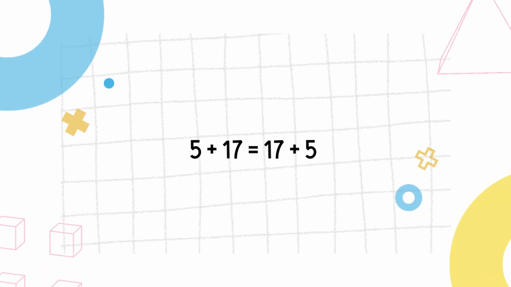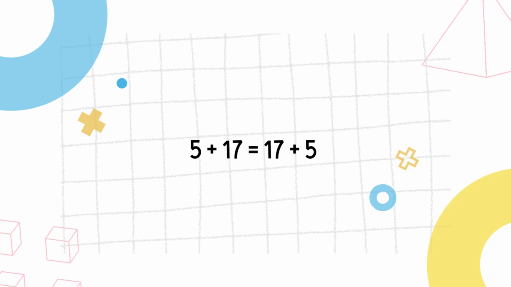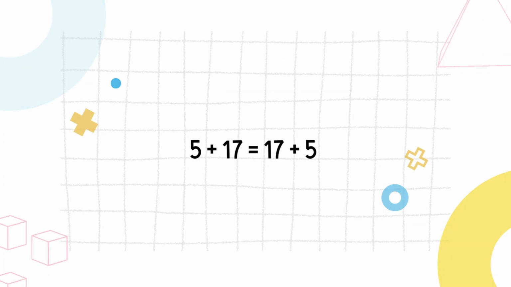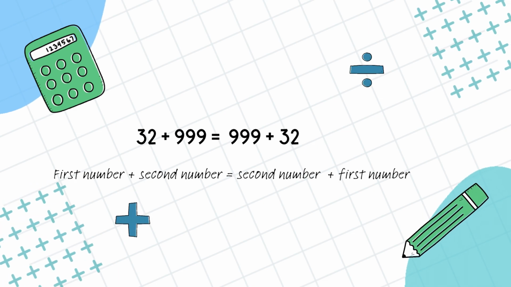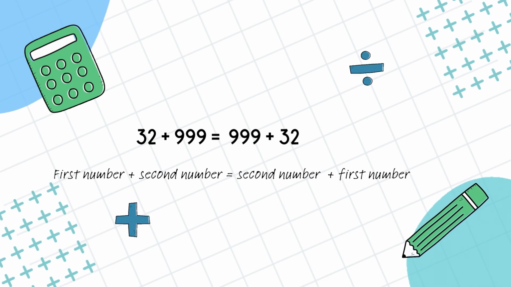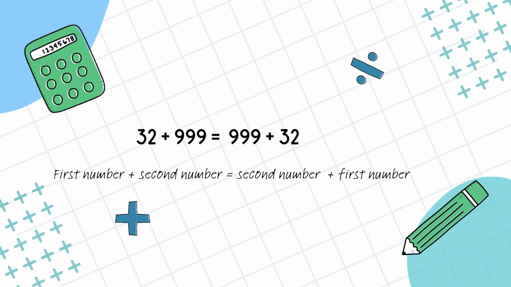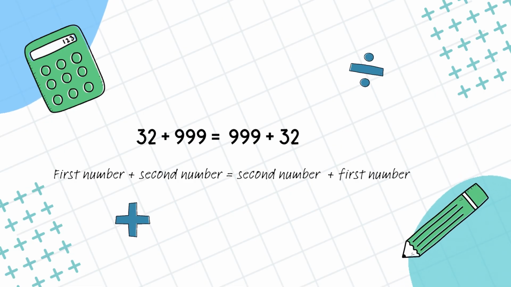Whenever we add 2 numbers, the order of the numbers does not matter. For example, you can see that 5 plus 17 equals 17 plus 5. And 32 plus 999 equals 999 plus 32. There are an infinite number of examples. Of course, we can't write them all down. So instead, we can write the equation: first number plus second number equals second number plus first number.